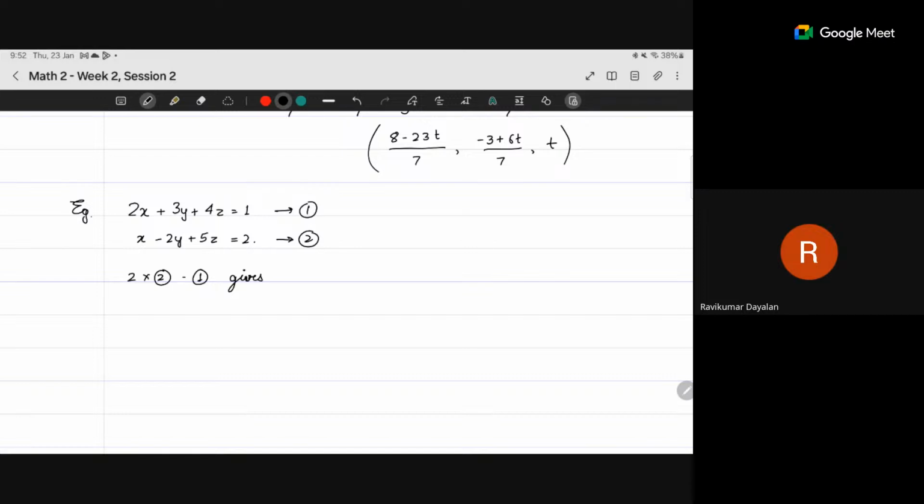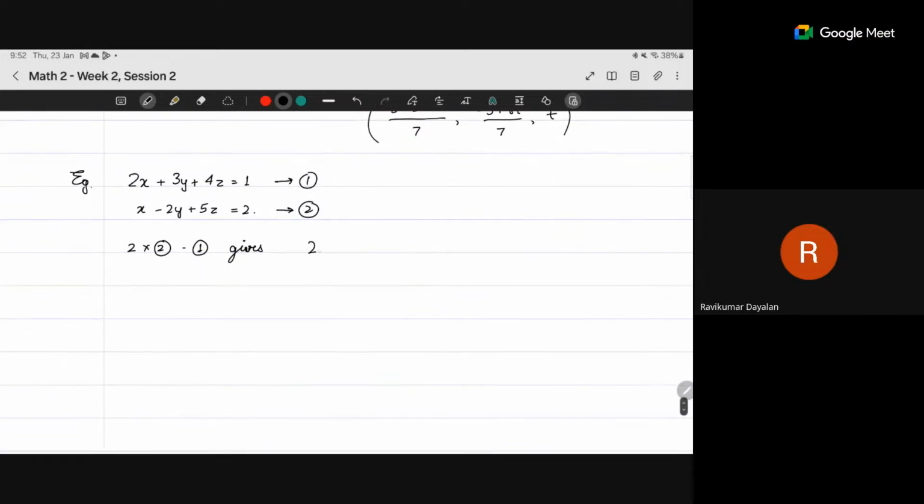Okay, so 2 times equation 2 minus equation 1 will give me what? It will be 4x minus 10y plus 5z minus 2x plus 3y plus 4z, equal to 4 minus 1. So this is my new equation, correct? It is minus 7y, and 6z, sorry, yes. This is the new thing, right?